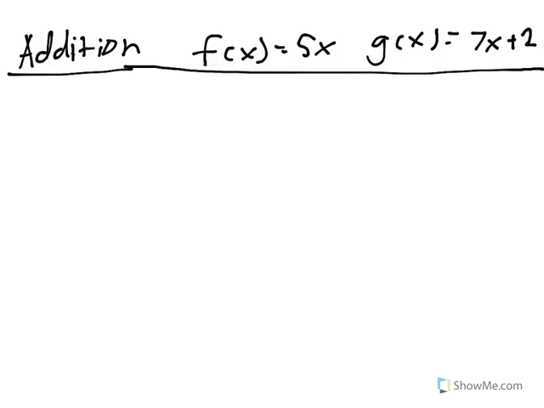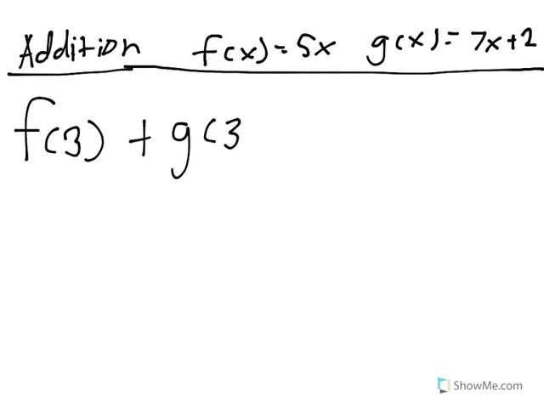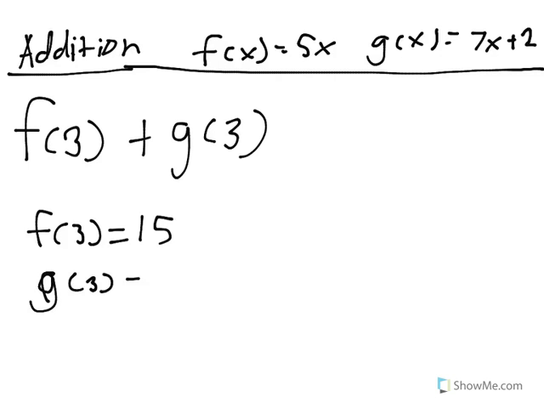For our first example in addition, we're going to use f of 3 and g of 3. When we add them, it's f of 3 plus g of 3. When it gives you 3, like f of 3, you plug the 3 into the f of x equation, and that will give you 15. And g of 3 will give you 23. Then when you add them, it's 38.